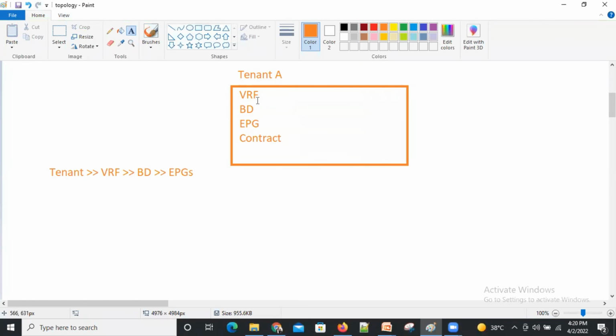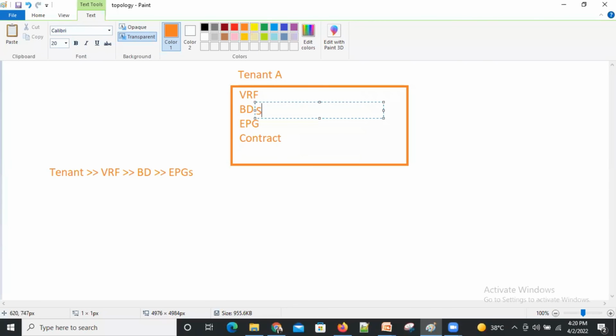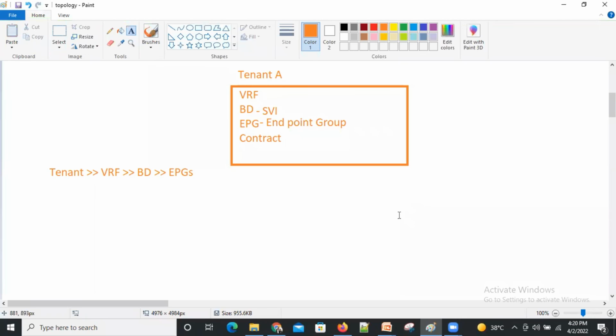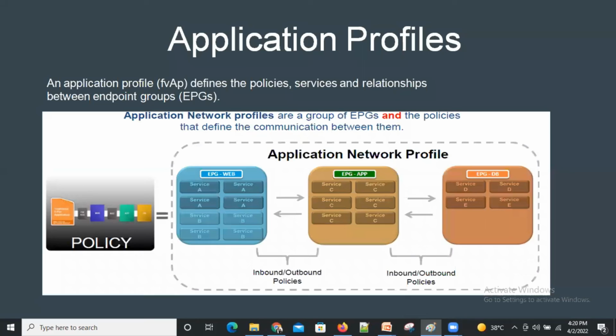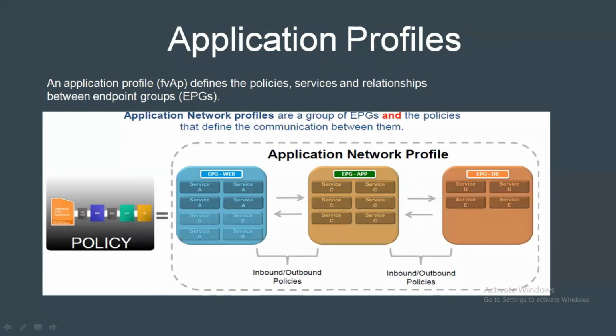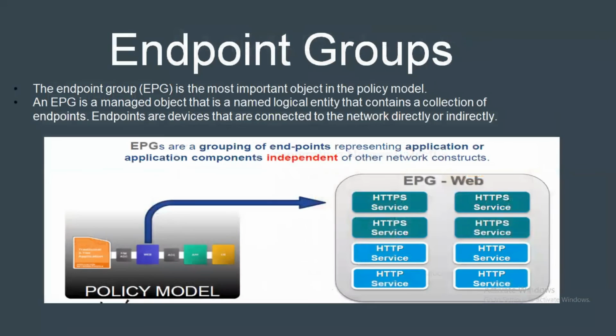So VRF is virtual routing and forwarding. BD is nothing but the SVI, right? And EPG is your endpoint group. Okay, so nothing apart from that. You don't need to worry about that. I know maybe you're not able to understand, but just give me some time and it will be clear to all of you what I'm trying to say.